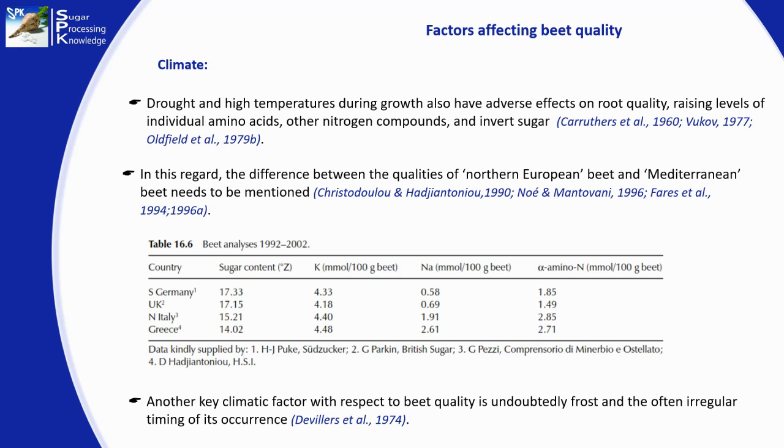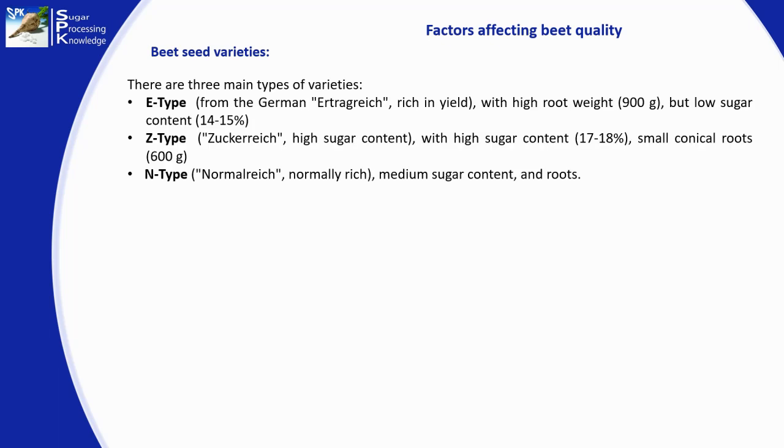The second factor affecting beet quality is varietal choice. The varietal choice is one of the most important factors that impact beet yield and quality. There are three main types of varieties. First of all, there is the E-type variety, which comes from the German Ertragreich, i.e. rich in yield. This variety produces beets with a high root weight, on average 900 grams, but with a low sugar content of 14% to 15%.